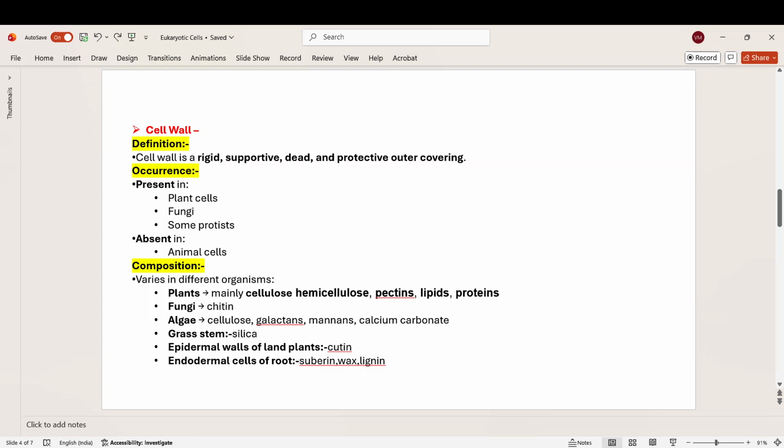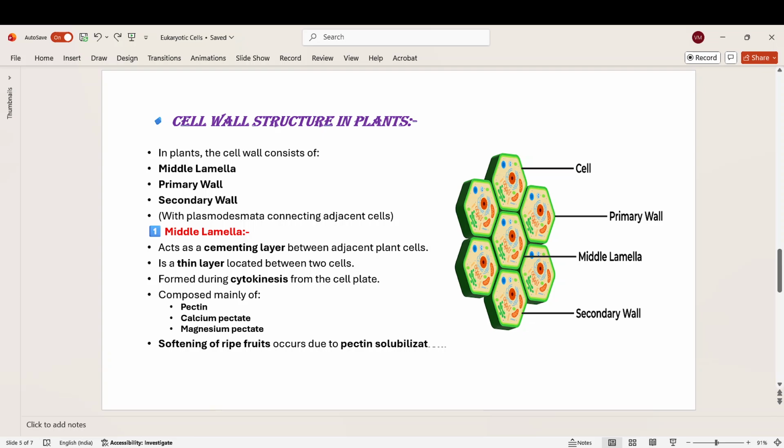So next, we can study the cell wall structure in plants in detail. Now, the plant cell wall is not just a single layer. It is actually made up of three layers: middle lamella, primary cell wall, and secondary cell wall. Let's take a look at each layer one by one. First is the middle lamella.